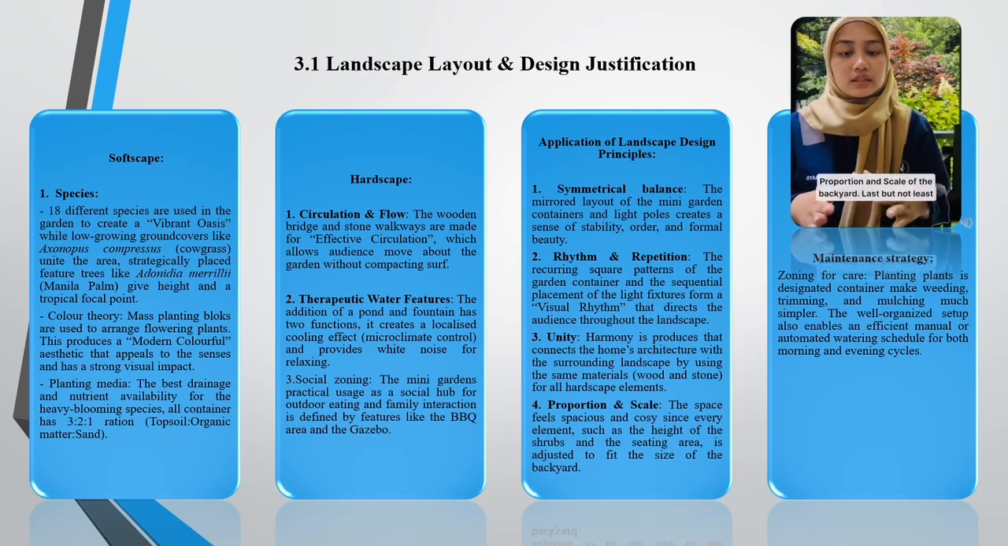Last but not least is maintenance strategy. Finally, the garden is designed for zoning and care. Planting plants in designated containers makes weeding, trimming, and mulching much simpler. This well-organized setup also enables an efficient manual or automatic watering schedule for both morning and evening cycles.